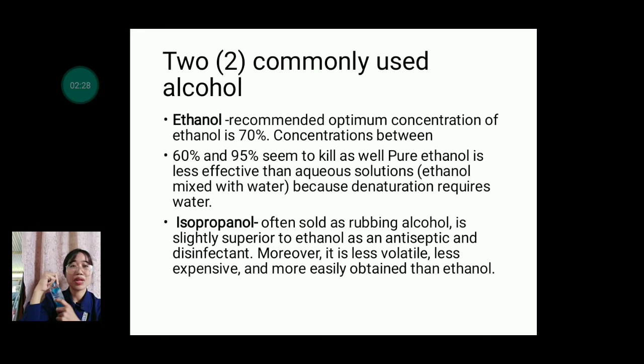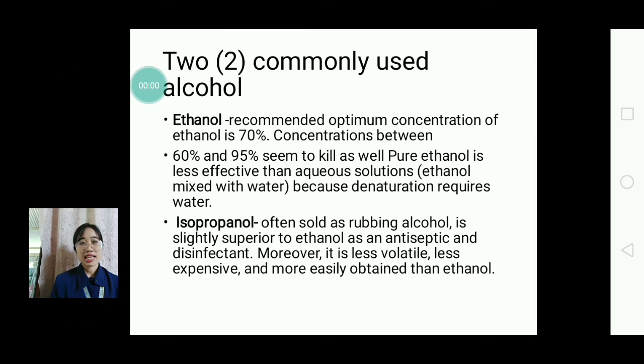I have here an example of ethanol. This is ethyl alcohol, Casino Active. It has a 70% solution.